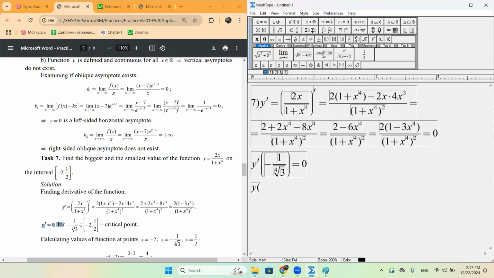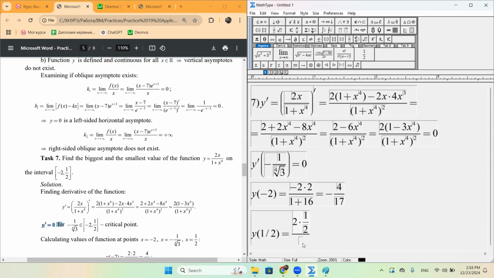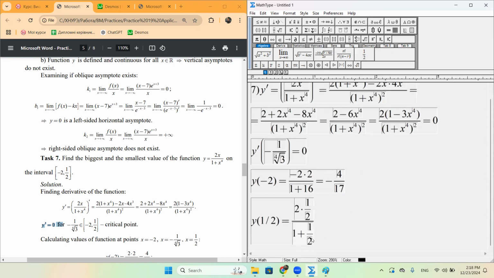So y of minus 2 equals minus 2 by 2 and 1 plus 16, so it equals minus 4/17. Y of 1/2 equals this, and 1 plus 1/16.